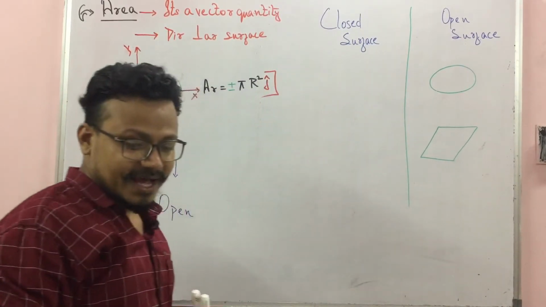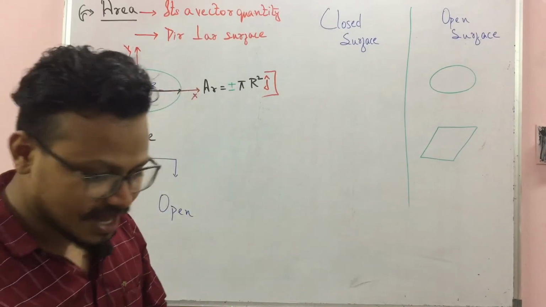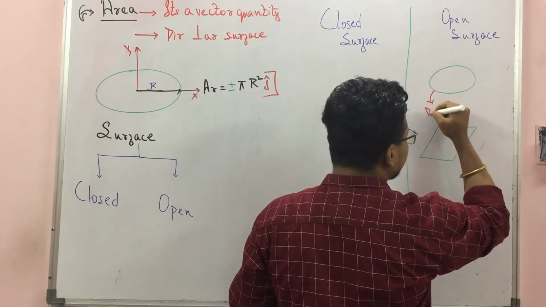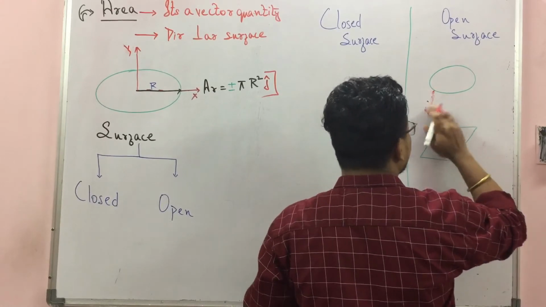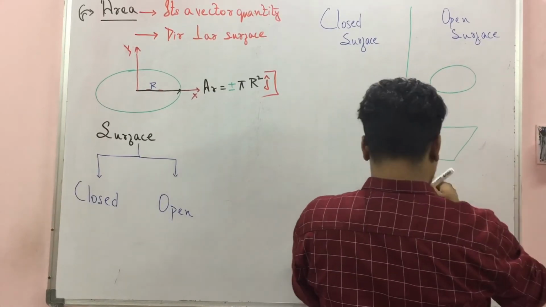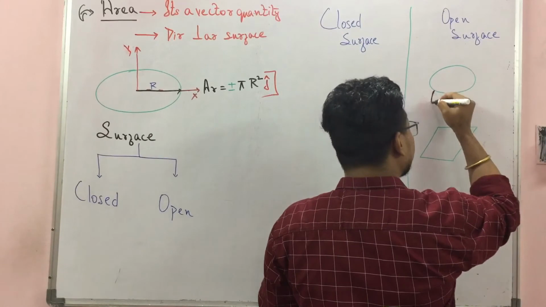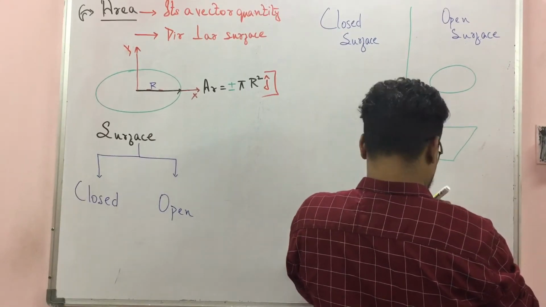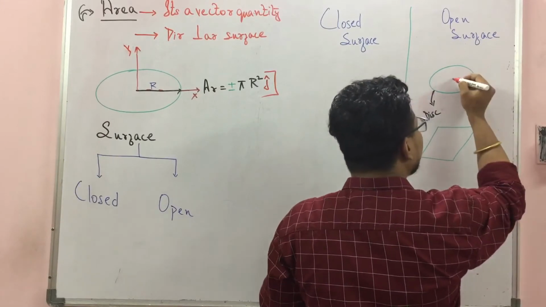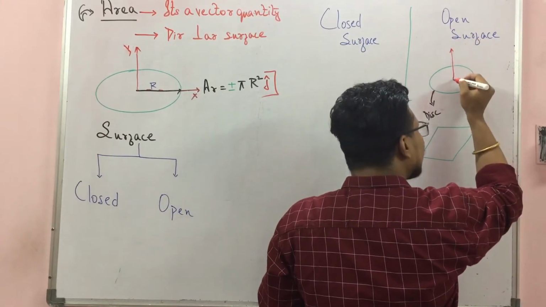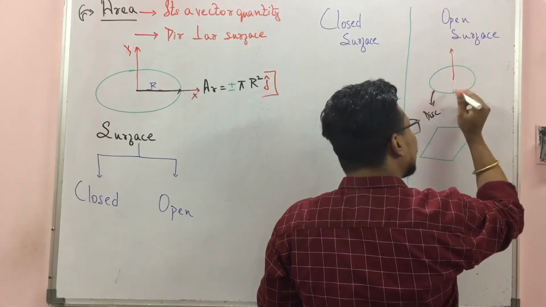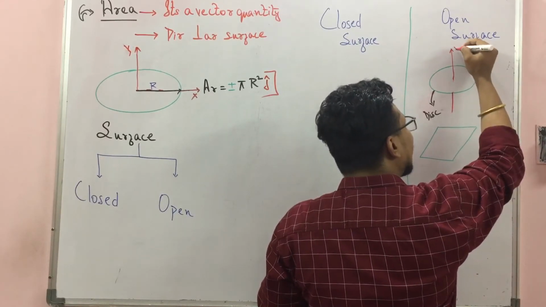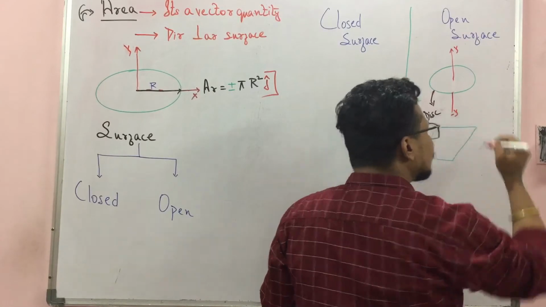See here. If I ask you what is the direction of this disc, then what will you see? It has two directions. One direction upward, one direction up, and one direction down. This will be the y and this will be the minus y.